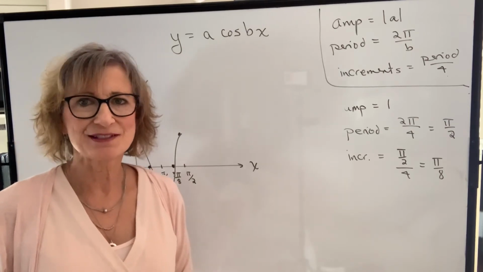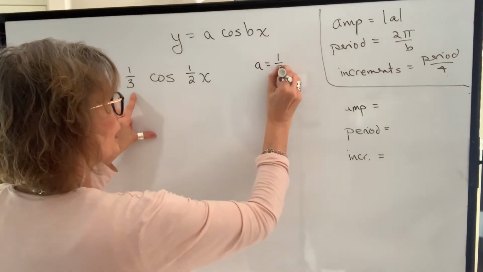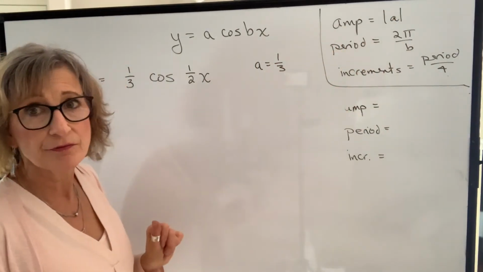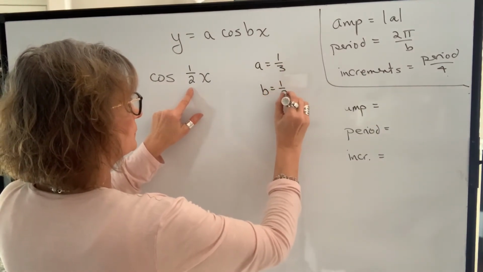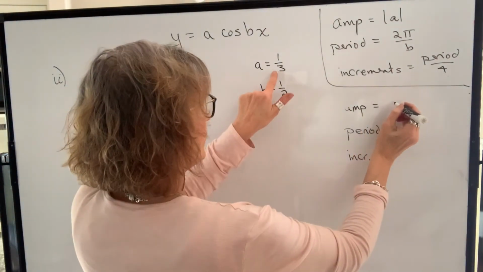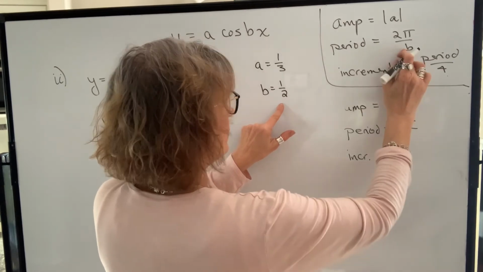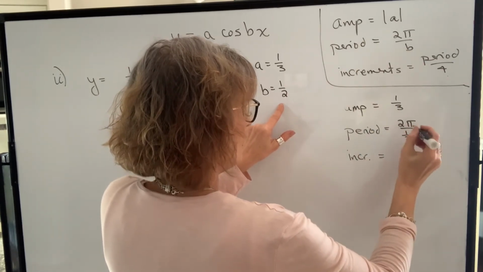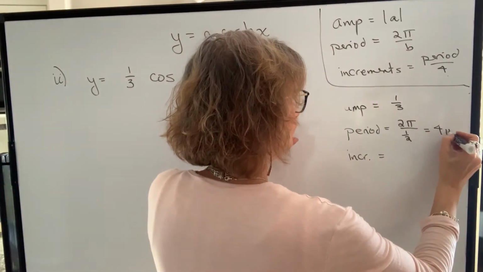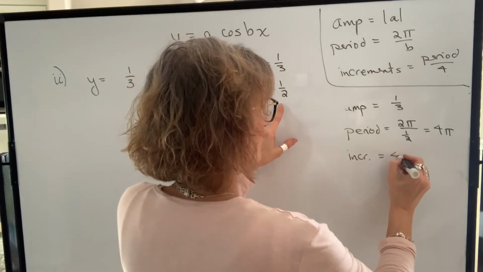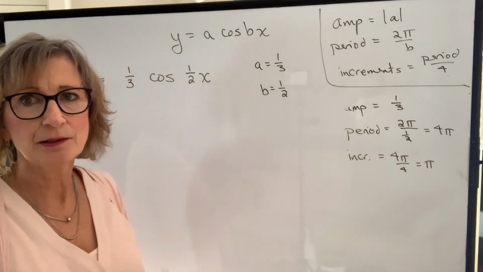Let's try some more examples. In our next example, a is equal to 1/3, and you might find it useful to write these things down, especially when you're filling those values out. B is 1/2. So the amplitude is the absolute value of 1/3. The period is 2 pi divided by b, which is 1/2. When I divide by 1/2, it's like multiplying by 2, so this will be 4 pi. And the increments will be the period divided by 4, so pi units along our x-axis.